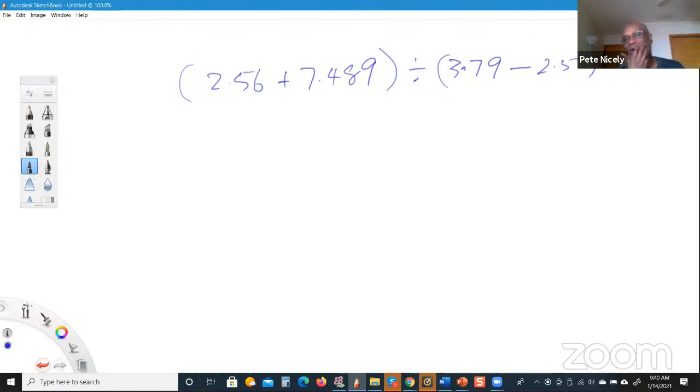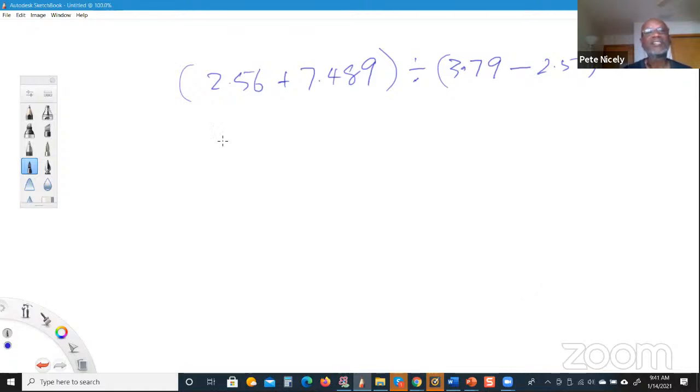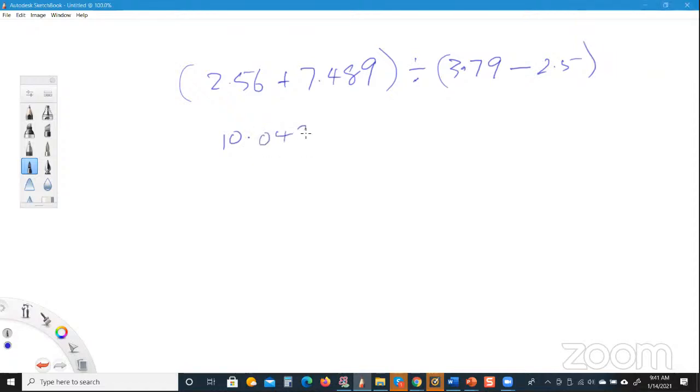All right, folks. So what would be the very first step in this process? Add 2.56 and 7.489. Okay, so if you add 2.56 plus 7.489, the answer I got here is 10.049. What next would you do?